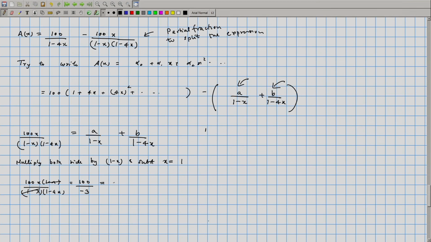So, this 100 by minus 3 is going to be a, and similarly if you multiply both sides by 1 minus 4 x and put x equal to 1 by 4, what you will get is the value of b, and therefore, we can write b is equal to 100 into 1 by 4 divided by 1 minus 1 by 4, that is going to be 100 into 1 by 4 by 3 by 4, that is 100 by 3. Okay.